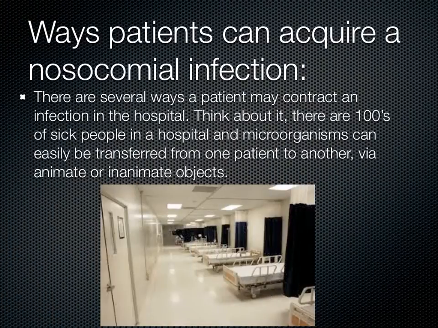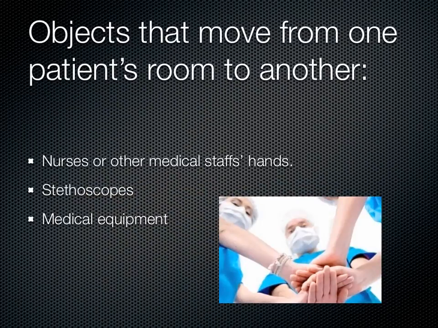Ways patients can acquire a nosocomial infection? There are several ways a patient may contract an infection in the hospital. Think about it. There are hundreds of sick people in a hospital, and microorganisms can easily be transferred from one patient to another via animate or inanimate objects. Objects that move from one patient's room to another: nurses or other medical staff's hands, stethoscopes, or medical equipment such as blood pressure cuffs.